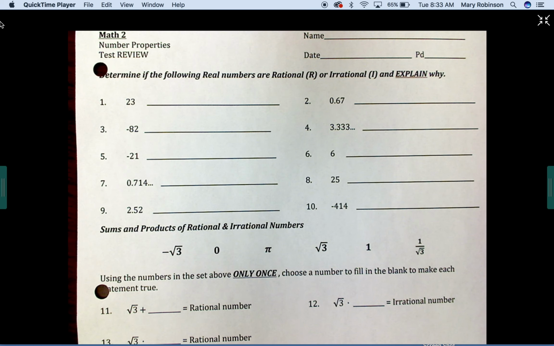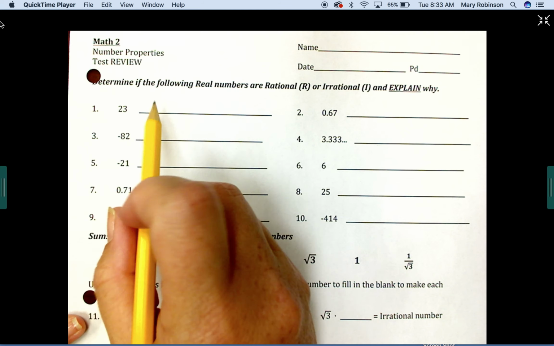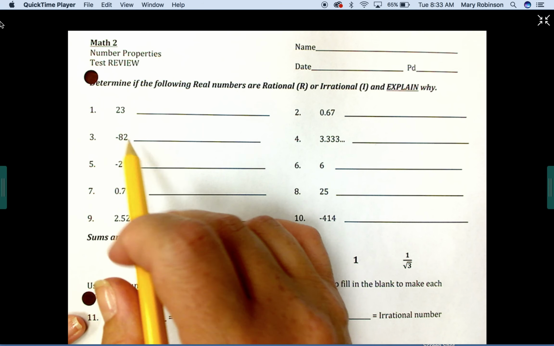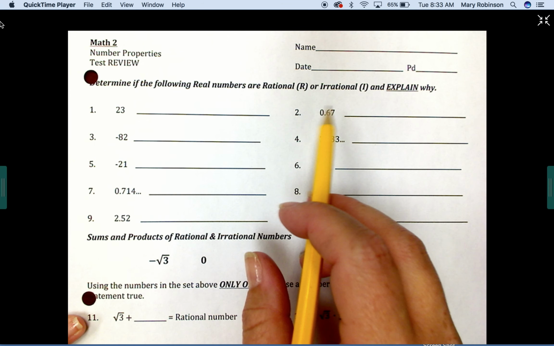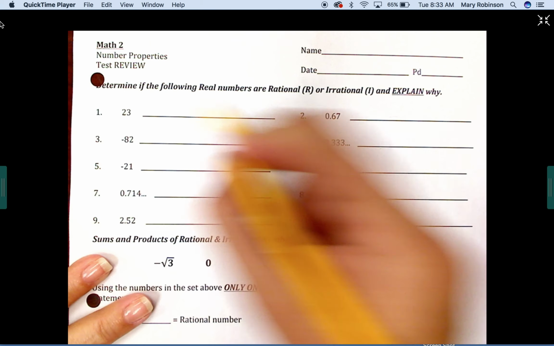Unit 1, Test 1 review. At the start of the test here, you are asked to determine if the numbers for 1 through 10 are rational or irrational and explain why. So these will be worth 2 points each.